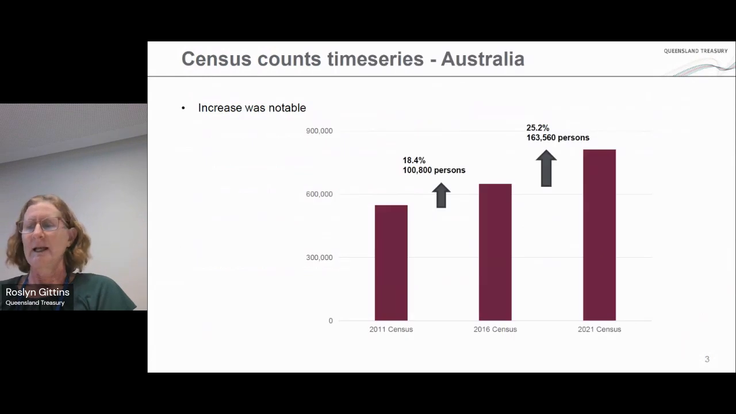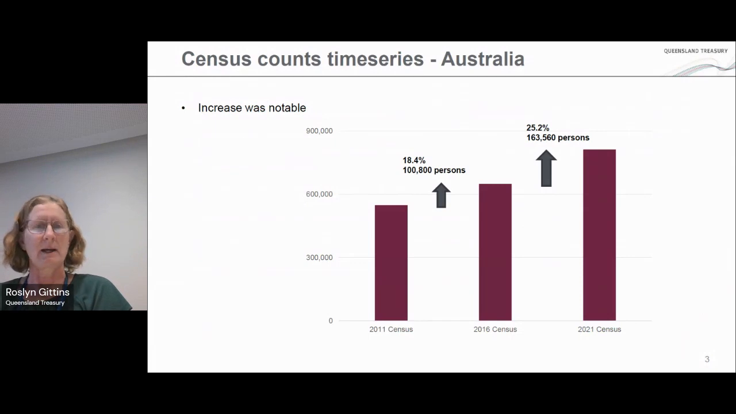So as I said earlier, our interest lies around the size, both numeric, the increase between 2016 and 2021, both numerically and proportionally. You can see that the census count at the national level went up by over 25%, or 163,000 people. That compares with the 18% increase in the census count between 2011 and 2016. So it's notably bigger. And also, if we look at the Greater Capital City and rest of state, you can see that growth was faster in the Greater Capital City areas than in the rest of state areas.